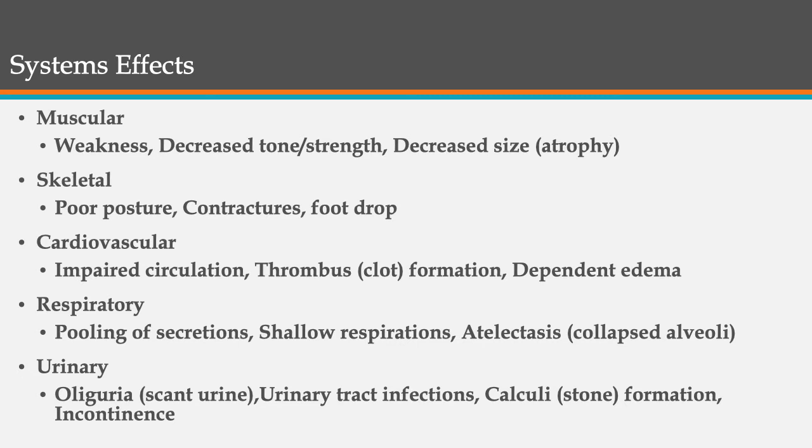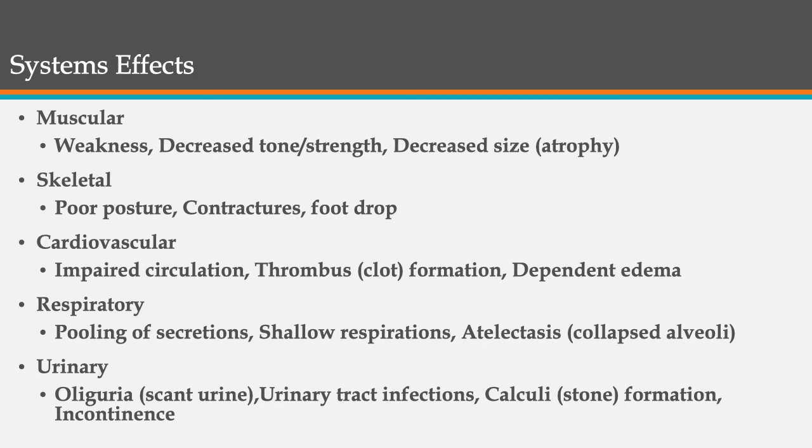And if you don't have good circulation, you can have the result of a clot. Clots can form in the extremities. And then you can also have dependent edema. That can be just from lying in one position too long. So, for instance, if a patient is lying on their right side for 6 or 8 hours, their right arm can become edematous. Their right leg can become edematous.